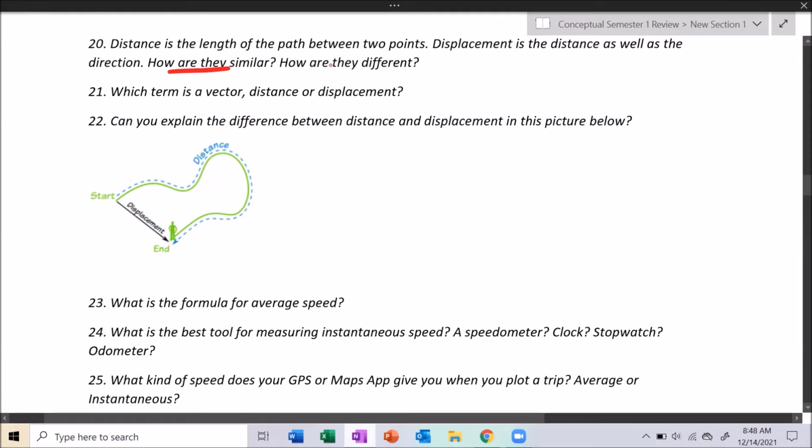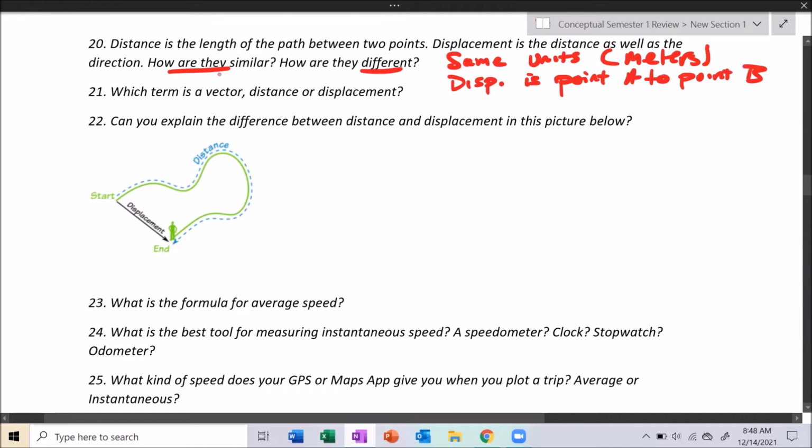20 through 29 deals with distance and displacement and position time graphs. Now, distance is the length of the path between the 2 points. Displacement is the distance with direction. How are they similar? They both use the same units. They're both going to use meters, but displacement is going to be like saying from point A to point B.